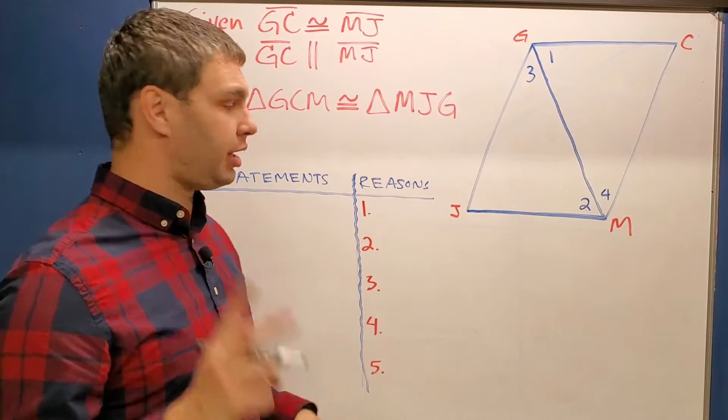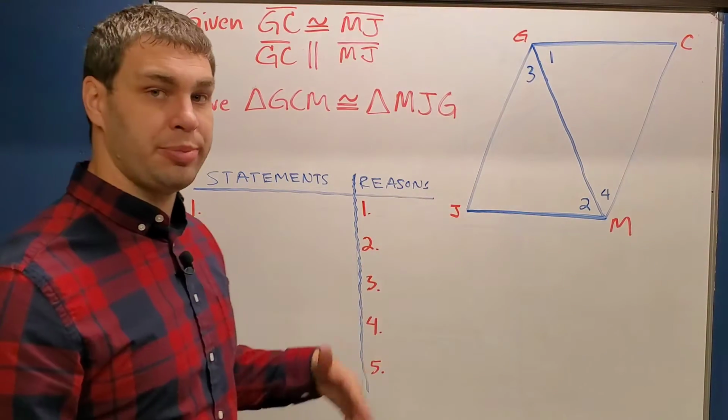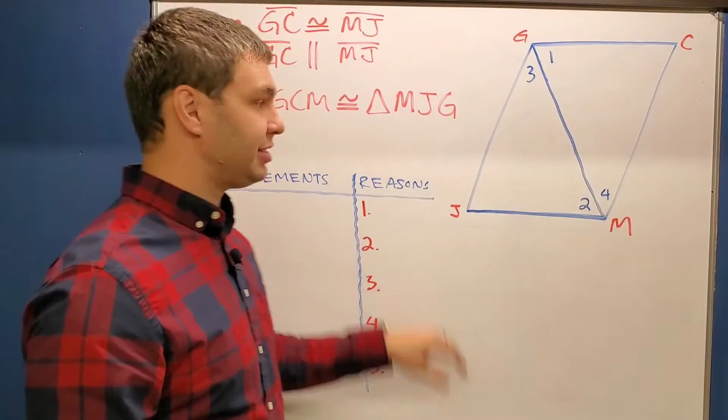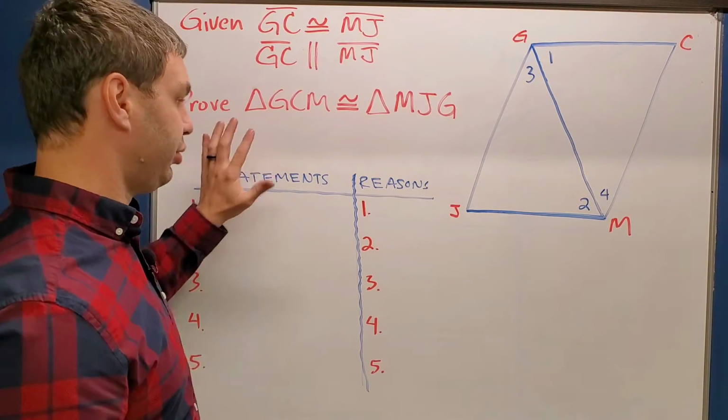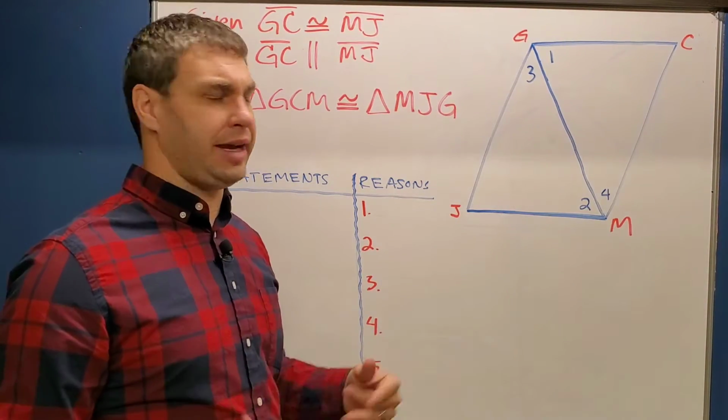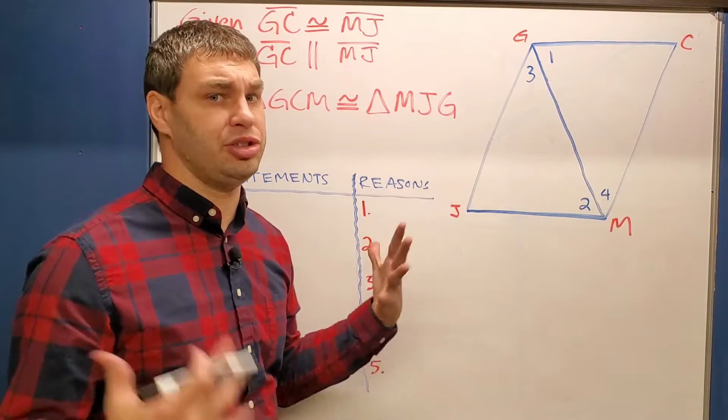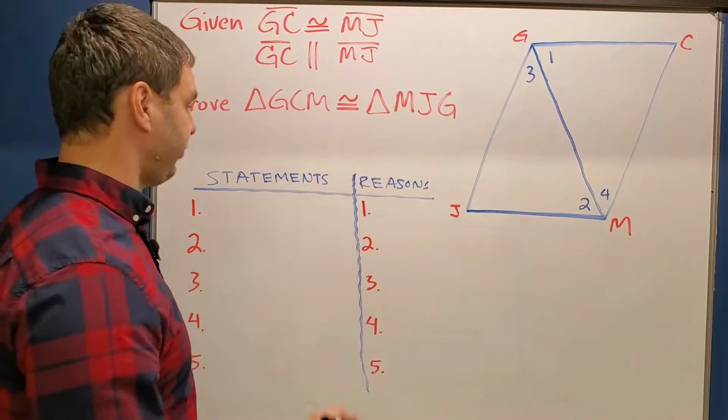Today we're doing a two-column proof, where we prove these two triangles to be congruent with this given information up here. I'm going to start by writing in my given and my proof statements down below. If you don't know how to do that, I explain it pretty well in a video up here. You can check that out. Otherwise, let me do this real quick for you.